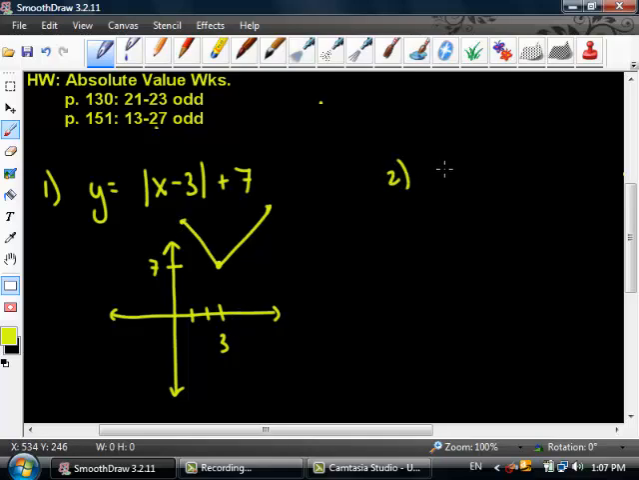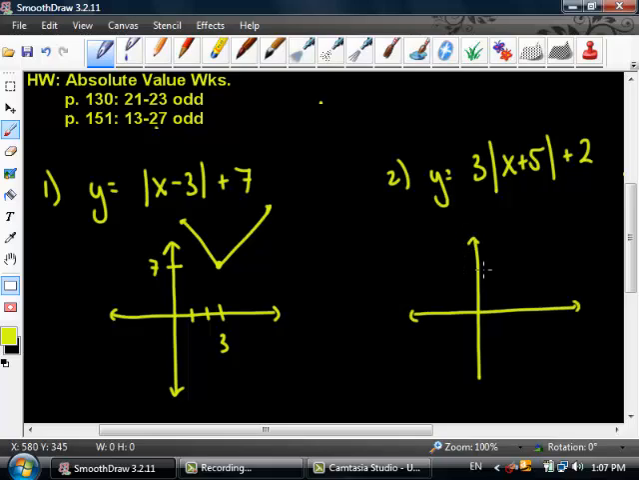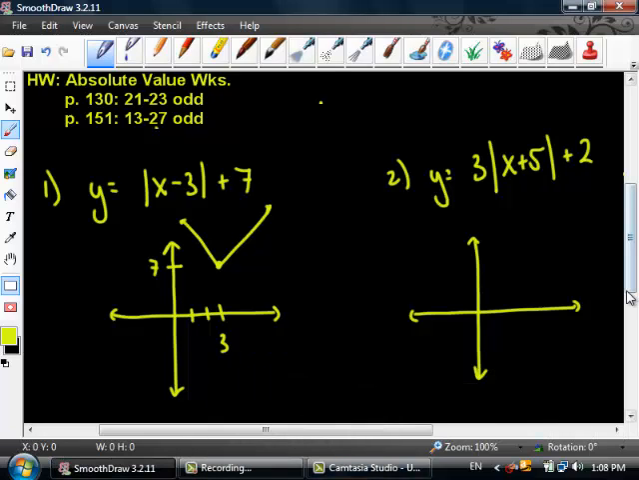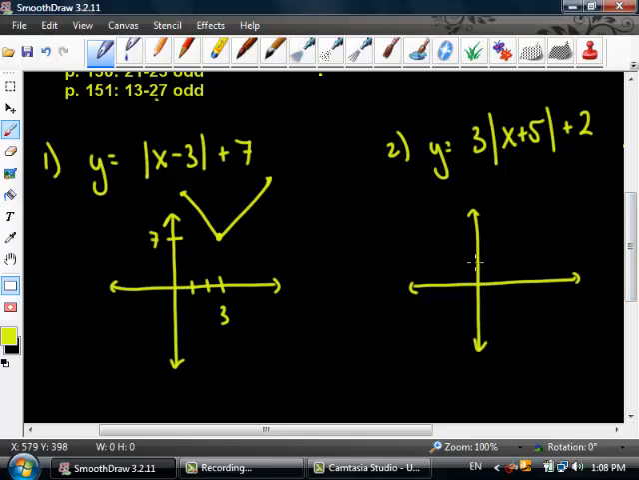Okay? Number 2. If I give you y equals 3 times the absolute value of x plus 5 plus 2, who can raise their hand and in one complete shot describe this graph? Describe this graph in one complete shot. Madison, what do you got for us? It'll be negative 5 on the x-axis. Uh-huh. And it'll be up 2. Okay. And then it'll be 3 times skinnier. 3 times skinnier than usual.